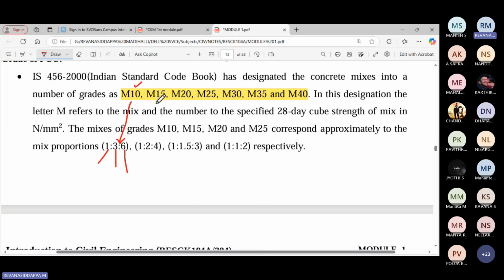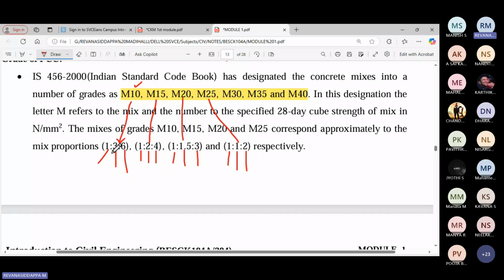Then if you want to cast M15 grade of concrete, what should be the proportion? 1 portion of cement, 2 portions of sand, and 4 portions of aggregates. For M20 grade of concrete, the proportion is 1:1.5:3: 1 portion of cement, 1.5 portions of sand, and 3 portions of coarse aggregates. For M25, it is 1 portion of cement, 1 portion of sand, and 2 portions of aggregates.